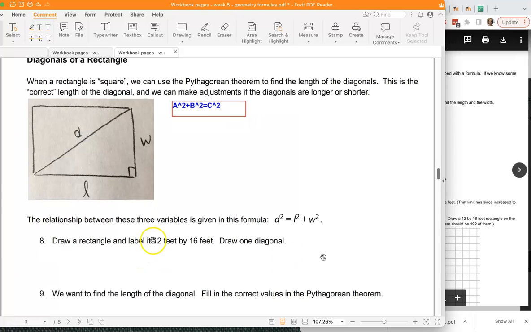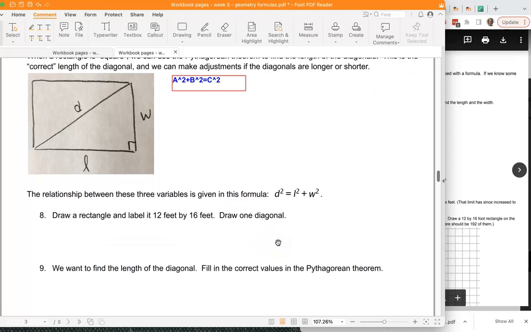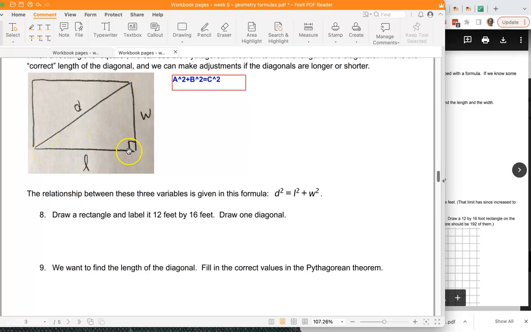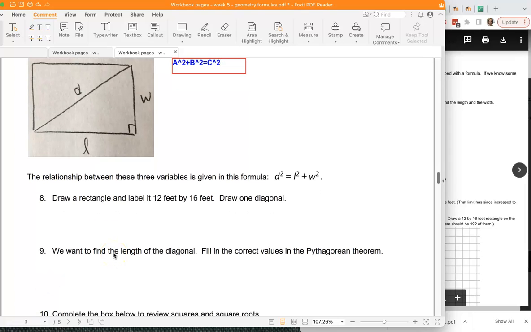So if we draw a rectangle and label it 12 by 16, then we can draw one diagonal in there, and we can try to work out the length of the diagonal. So if this is 12 and this is 16, how long will the hypotenuse be, or the diagonal? And then if we're squared up, this diagonal will be the same length. So pause and try 8 and 9 and see how far you can get.